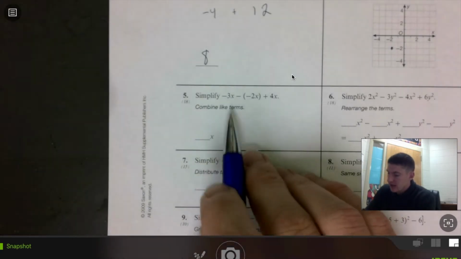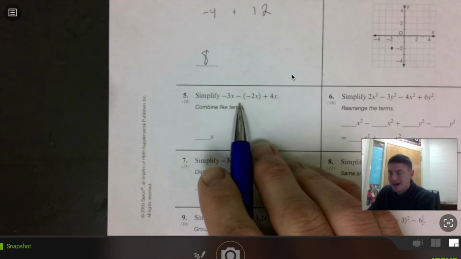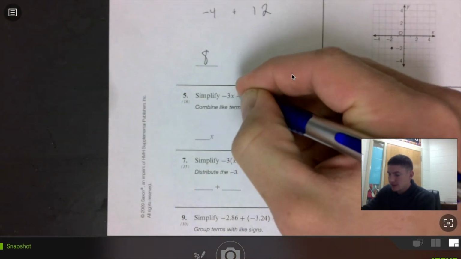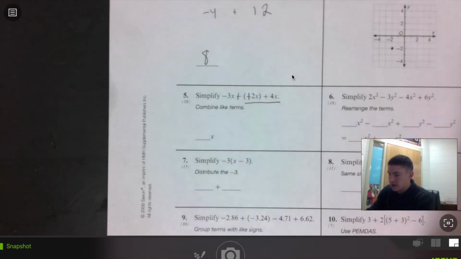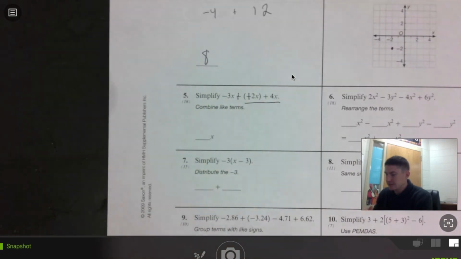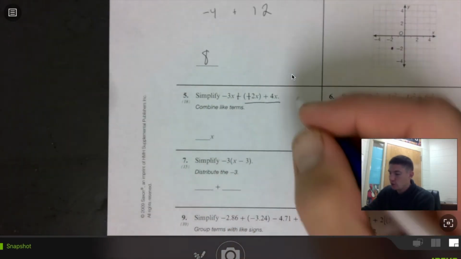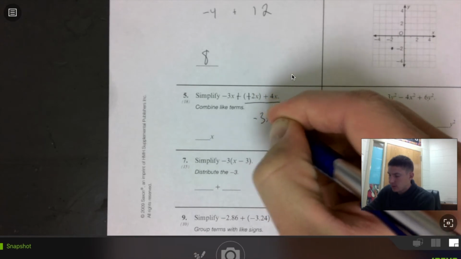So in this case, I've got negative 3x minus negative 2x. So now I want to change this to a positive because two negatives put together is the same as adding the opposite. And now I'm going to say, well, I've got 2 and 4, and they're both positive. Negative 3 is going to be different because it's negative. So here I would start with 2 plus 4x is going to be 6x, and then I'll rewrite so that there's a second part of the problem here.